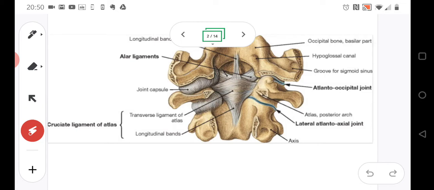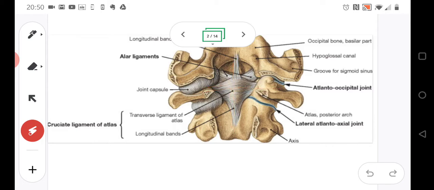Yes, we would see, for example, of course, these are the arches that are cut. We are looking from posterior to anterior generally. So we would see the other ligaments here that are going to the sides. We can also see the cruciate ligament of the atlas. So the cruciate ligament is like a cross, yes. So we have the transverse bands and longitudinal bands of the cruciate ligament.